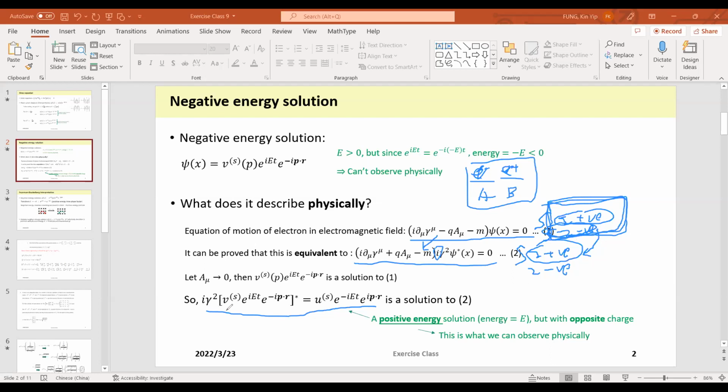Do you understand these relations? These relations imply that these two negative solutions are actually equivalent to these two positive solutions in these equations, and these two equations are equivalent. So we can say the two negative solutions correspond to these two positive solutions. That's why we interpret these two negative solutions as the antiparticles.